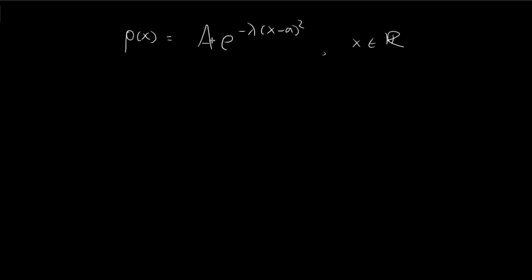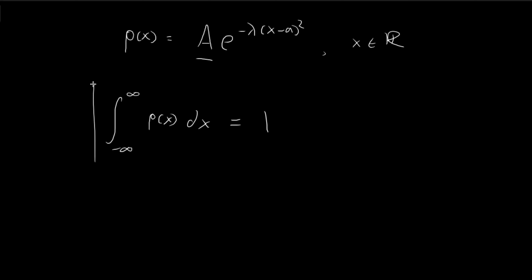For this question, in part A, we're given this probability density function, and we need to find what the value of capital A should be. In order to find this value, we invoke this relationship. Since this function is a probability density function, if we integrate it, the result should be equal to 1.